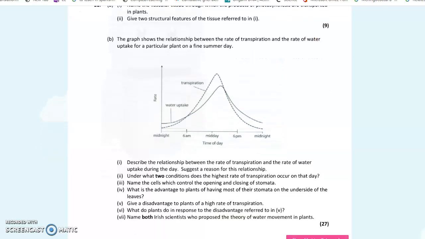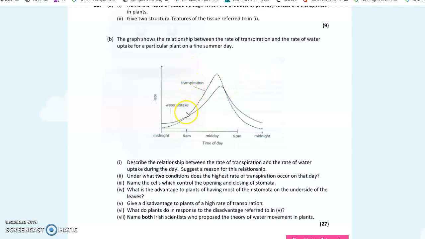After the tissue question, you get right into transpiration. The graph shows the relationship between the rate of transpiration and the rate of water uptake for a particular plant on a fine summer day. There's a question like this done in your book. And the first thing you do with any graph is you break it into its three pieces.